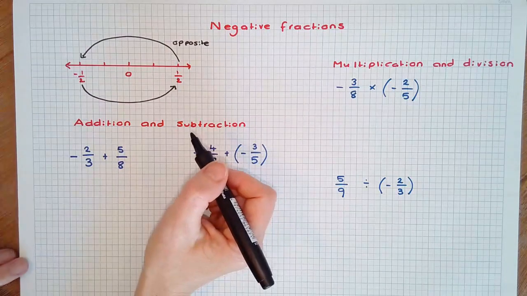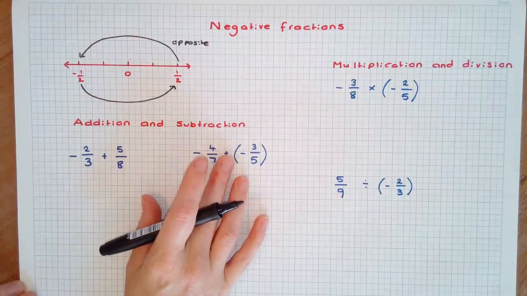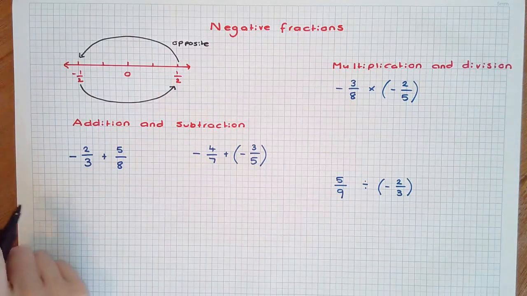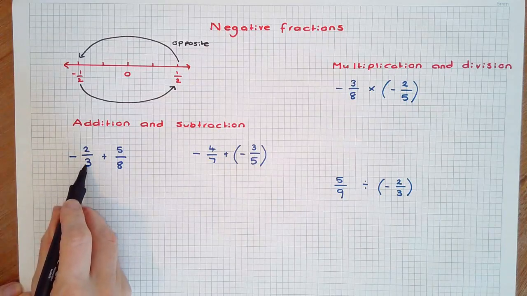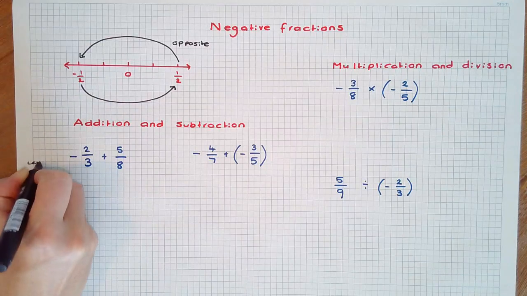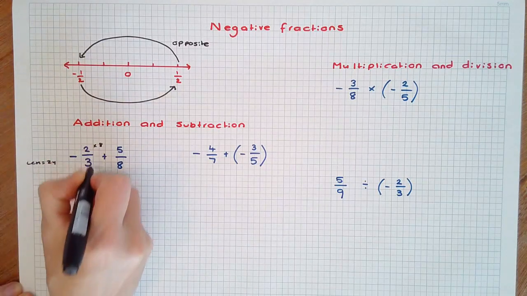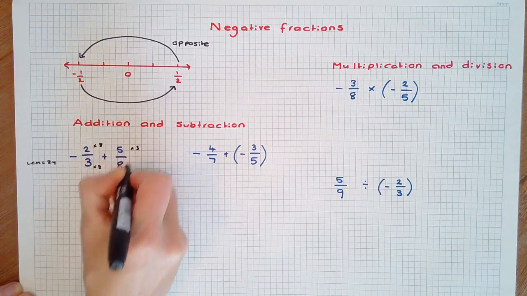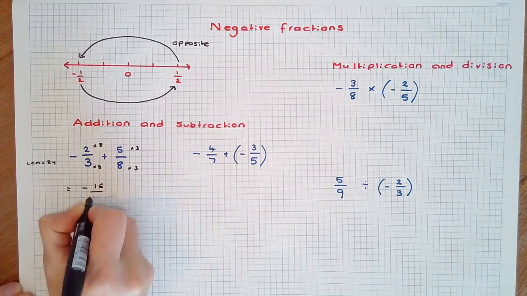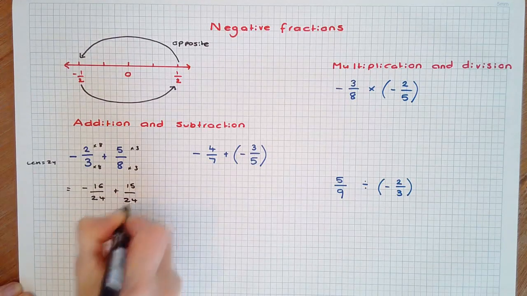The arithmetic for integers also extends to fractions. Addition and subtraction. We must have common denominators to be able to add and subtract. Here, the lowest common multiple of the denominators 3 and 8 is 24. Converting to equivalent fractions, I have negative 16 over 24 plus 15 over 24.